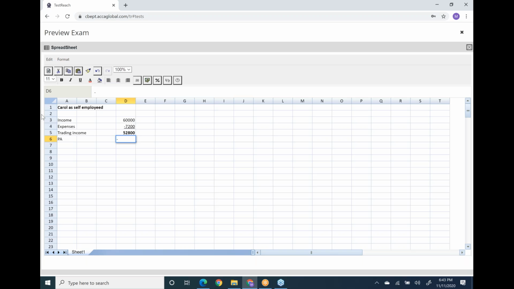Okay, now when your ANI is 49,800, that means less than 1 lakh. So obviously you will get a personal allowance of 12,500. So finally you will have a taxable income of 40,300.